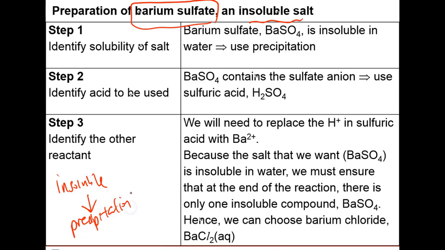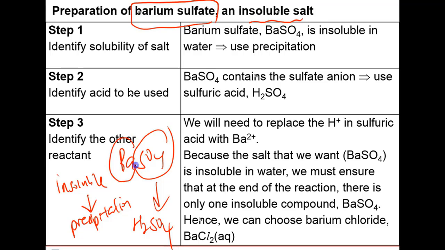So when you want to prepare something by precipitation, what are the two reagents you need? The salt is the H plus of an acid replaced by metal ions. So what acid do you use? Barium sulfate. Obviously from barium sulfate, you know this sulfate must come from sulfuric acid.